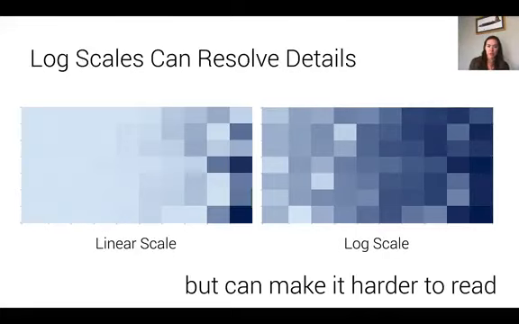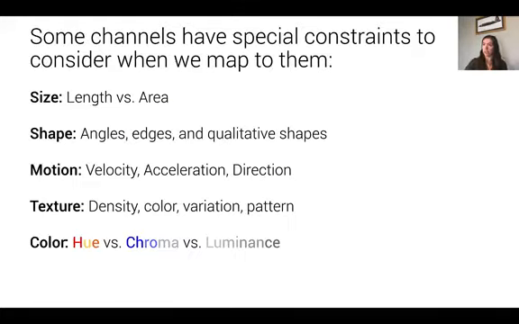Another set of tips I want to go over really quickly is this idea of how we actually choose the way that our data values map to our visual channels. Some of the visual channels that we might use, like size, shape, or color, actually have special constraints we need to consider when we map data to them. So I'm going to walk through just a few of these constraints to give you a basic intuition about some effective practices for mapping between your data values and these kinds of visual channels.